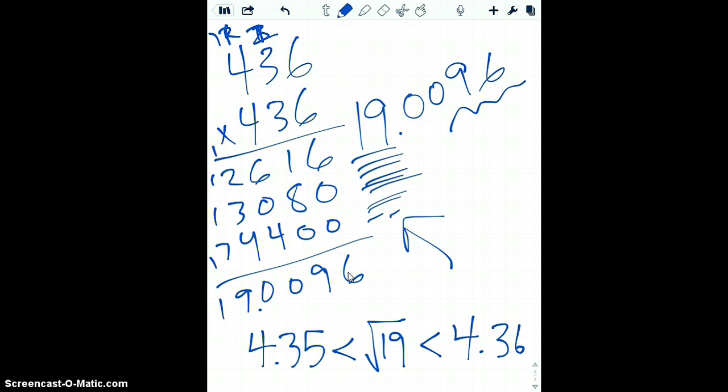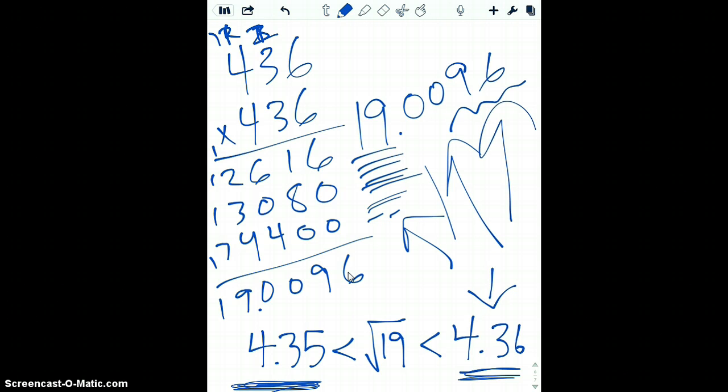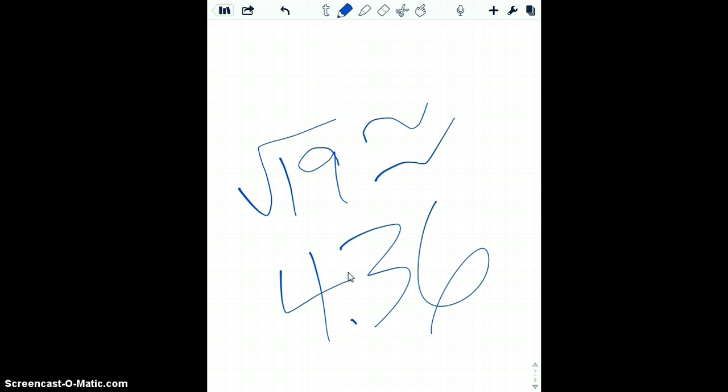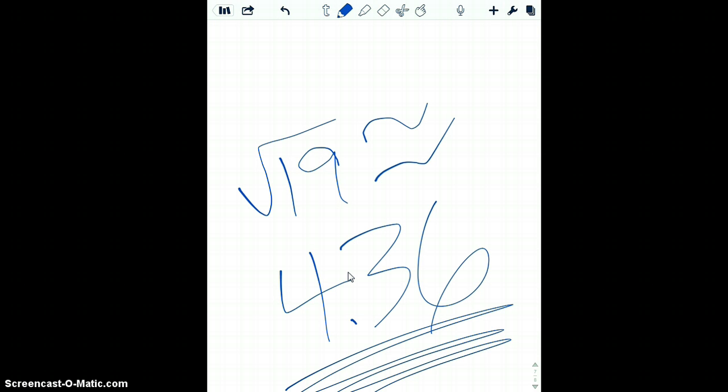But which one was closer when we multiplied 4.36 times 4.36 or 4.35 times 4.35? So remember, we're going to the nearest hundredth. And the one that was closer is this one, by far. So we're going to approximate the square root of 19 to be approximately 4.36. Okay? Whoa. Big long process there. You did it. You made it through one. Now you have to practice.